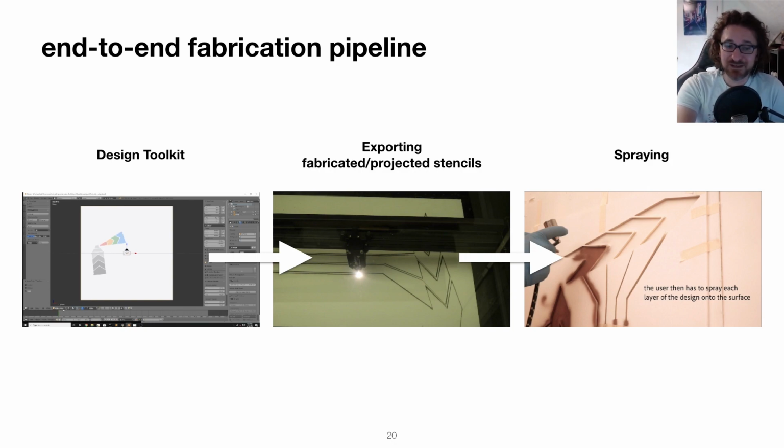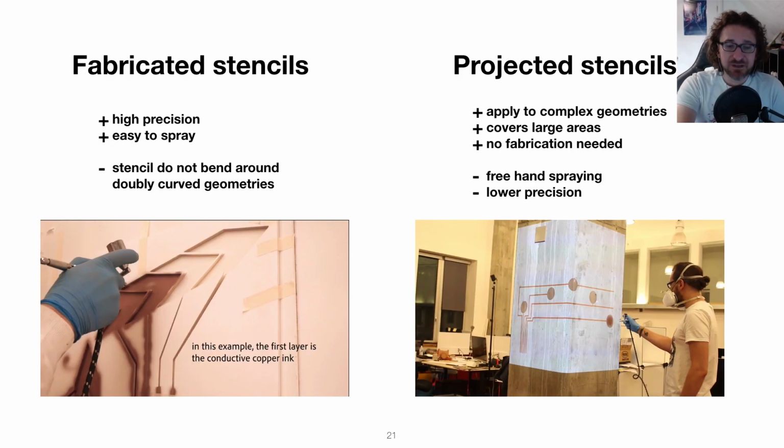All right, now that the design is ready, let's focus on exporting stencils. Here, we use two different types of stencils. We have fabricated stencils and projected stencils. Let's first start with the fabricated stencils. Fabricated stencils are laser cut stencils out of a material like cardboard, for example, or paper. They offer really high precision, and it's quite easy to spray because you just have to apply them on the surface of the object and start spraying.